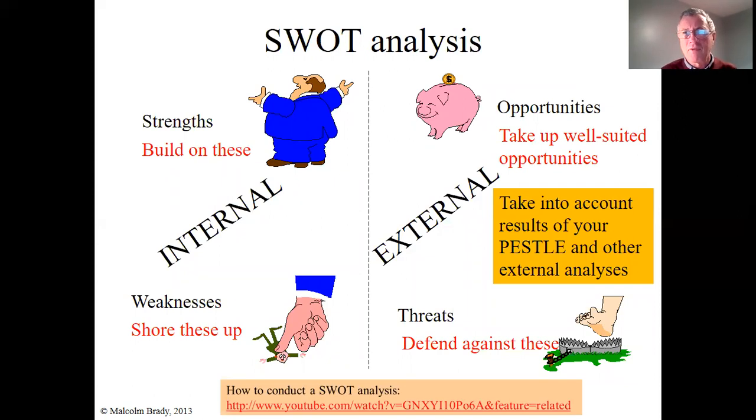For example, COVID-19 has been a huge opportunity for many firms. Technology firms, pharmaceutical firms have done very well out of it. Obviously for others, if you're in the tourist industry or the airline industry, it has been a total disaster. It's been a total threat. So something happening out there that you've gathered under your PESTLE analysis can be either a threat or an opportunity or neutral to the firm. So you need to look at these things and identify what the implications are for your particular firm. Okay.